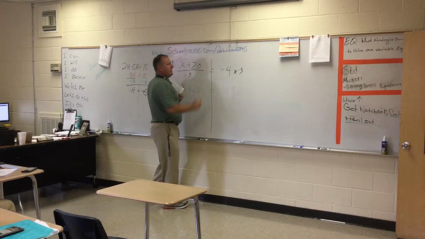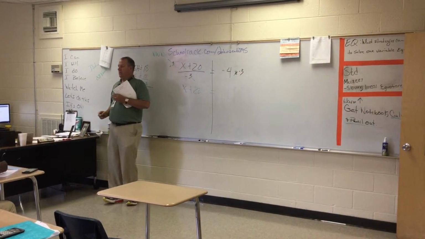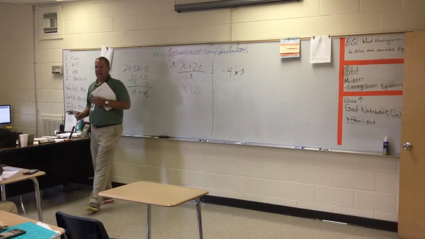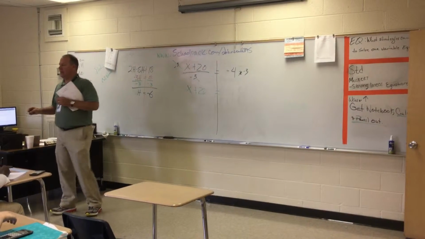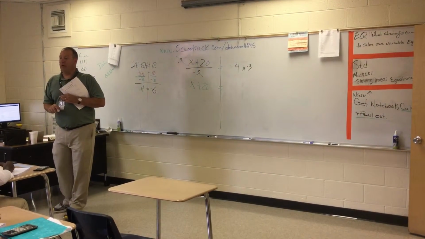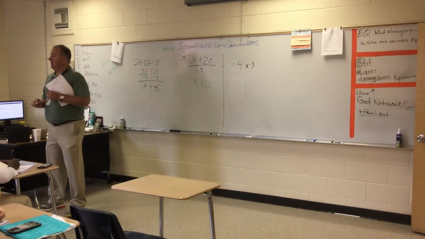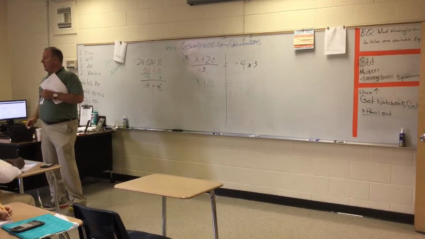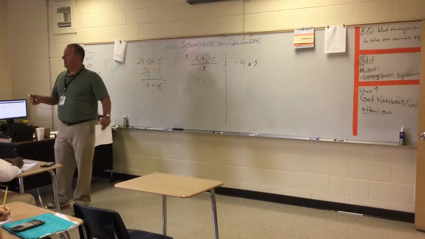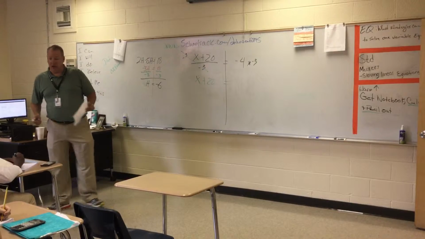What is negative 4 times negative 3? Use your calculator if you need to. Look at the front of your notebook and your multiplication chart if you need to. Negative 4 times negative 3. We know a negative times a negative, so my answer is going to be what? A positive. It's going to be a positive. Good.